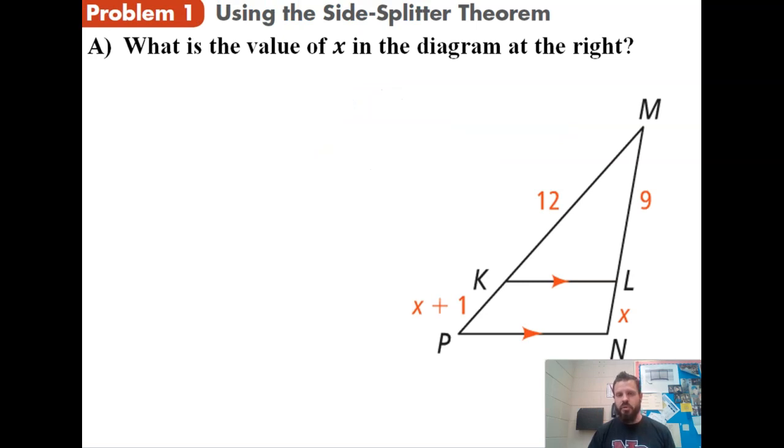Let's go ahead and show you how to use that side splitter theorem. So problem 1, part A, what's the value of x in the diagram at the right? Okay, I have a triangle with a segment running through it parallel to the bottom of the triangle, so my side splitter theorem applies. That means the left and right sides will be split proportionally. So if I want to solve for x, I can set up the proportion. I can just say 12 over x plus 1 is equal to 9 over x.